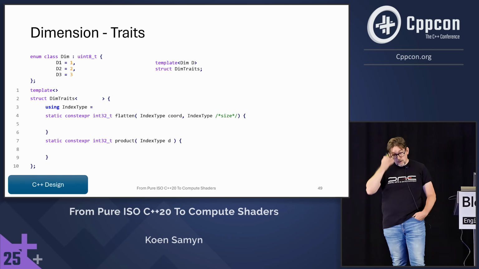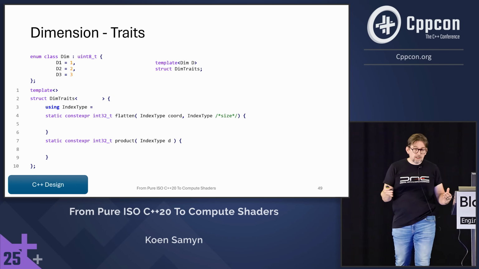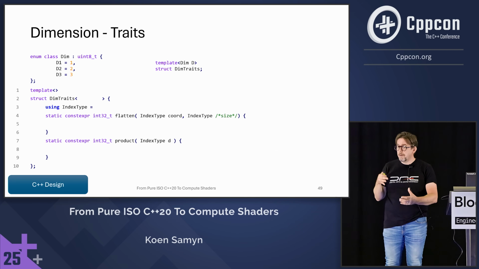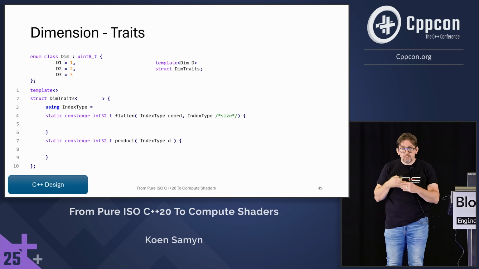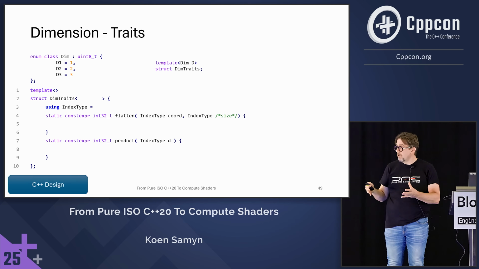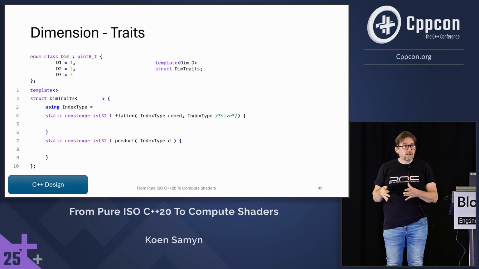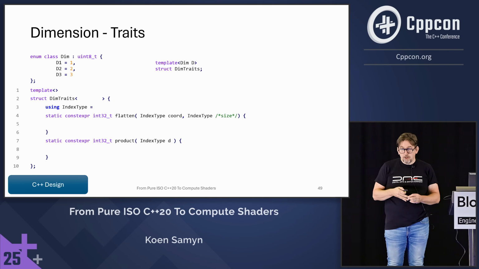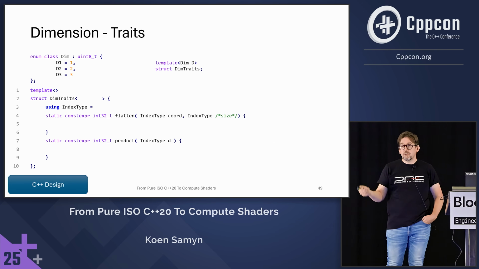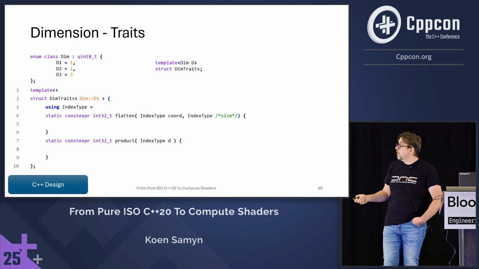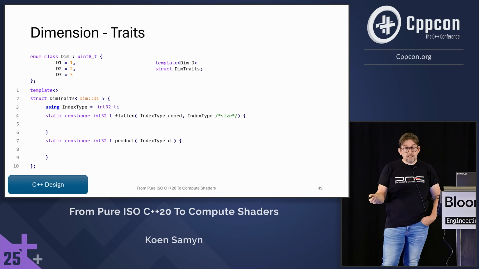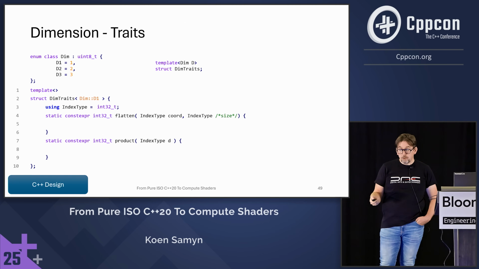With traits. This is something that I think is a good thing to step into as a student. It's fairly readable. It gives a good idea of what you can do with templates. So I have my enum class Dim for all my three dimensions. I make a traits template, and then I specialize it on the dimension. So my index type is int32_t.